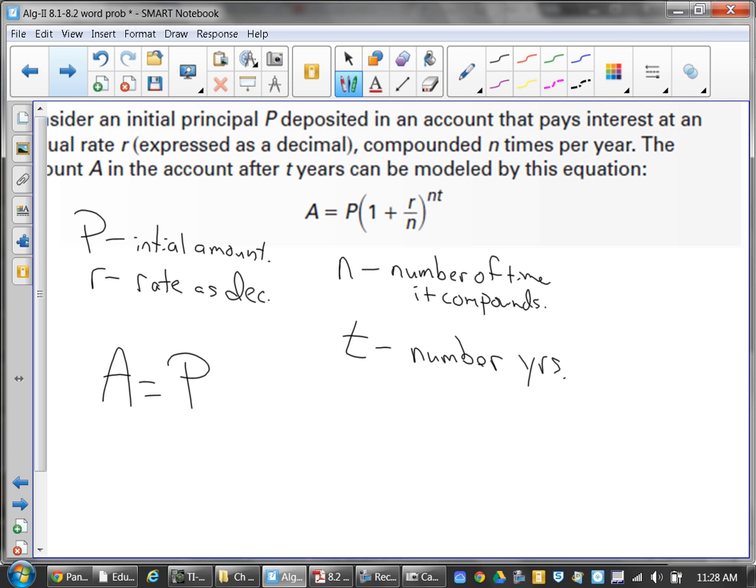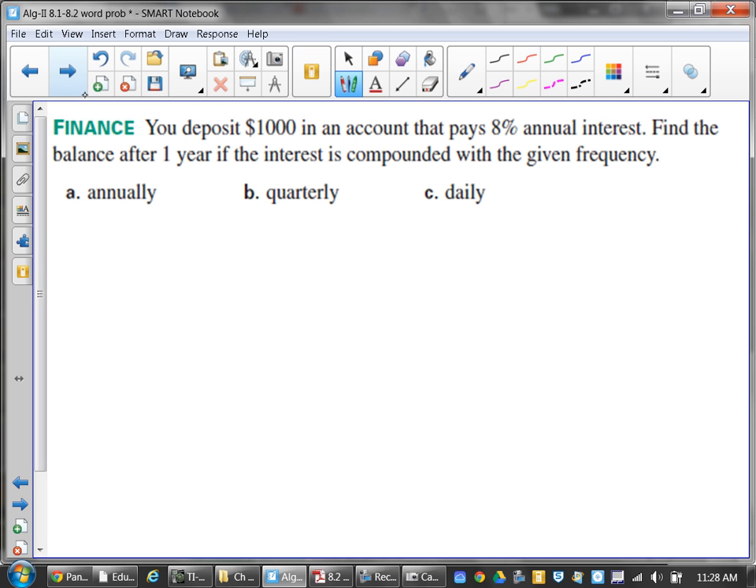Now, if I want to look at an example, you're depositing $1,000 into an account that has 8% annual interest. Figure out the balance after 1 year if it's compounding annually, quarterly, or daily. And you can see how the interest changes. That's all you're doing. Okay. So when we look at this, if it's annual, what's your end value?